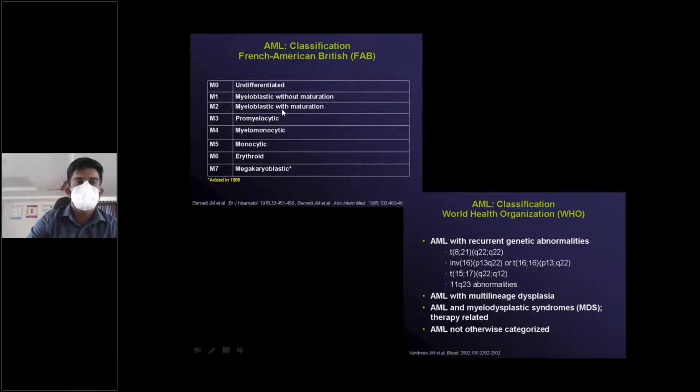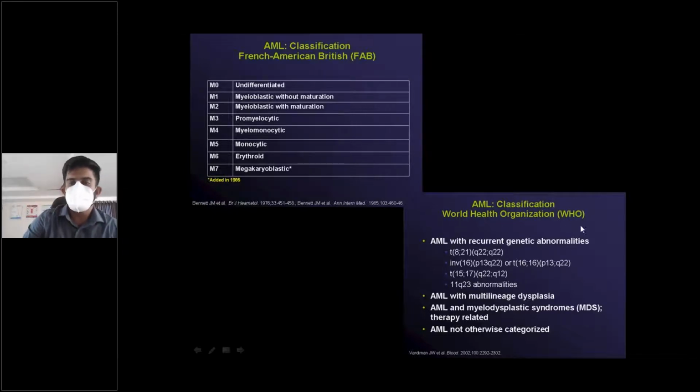So those will be the predominant cells. Here, there will be maturation, so there might be a slightly smaller nuclei in here. In promyelocytic, you can have the structure of a promyelocyte. In myelomonocytic, you can have both myeloblasts and monocytes. Here only monocytes. In erythroid, you'll have erythroid hypoplasia of the bone marrow. And in megakaryoblastic, you'll have giant platelets seen in the peripheral smear. So that is the FAB classification of AML.